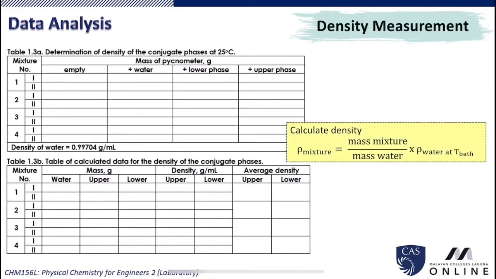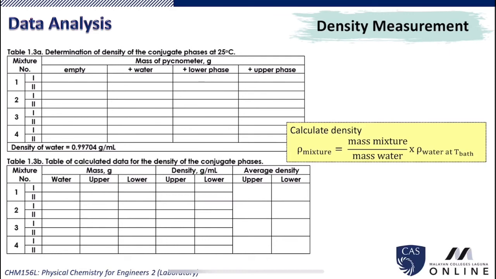And then for the data analysis, what you have to do is the density measurement. So you have here the mass of the empty pycnometer, and then the mass of pycnometer plus water, the mass of pycnometer plus the lower phase, and then the mass of pycnometer plus the upper phase. And then after that, you're going to have the masses here. Summarize the masses here for the water, the upper, and then the lower phase. And then you get the density.